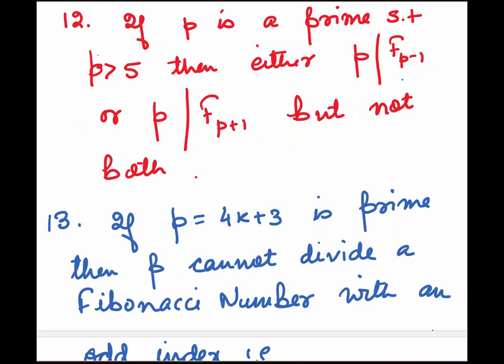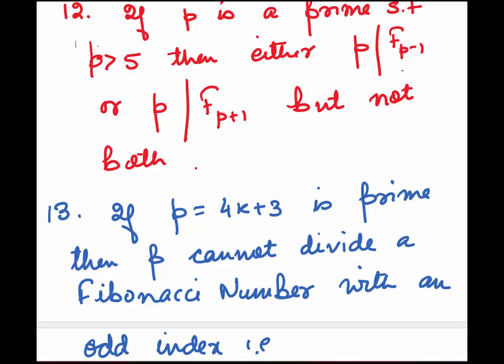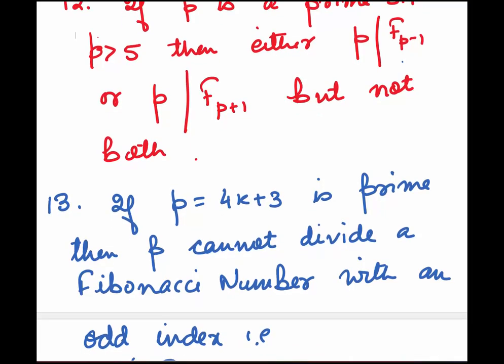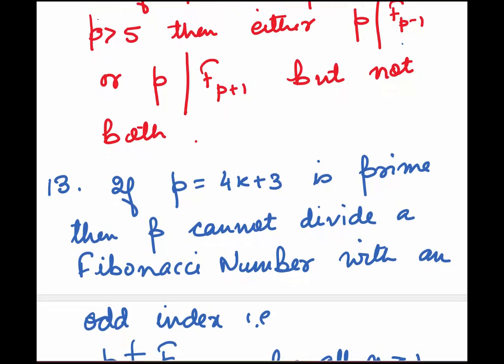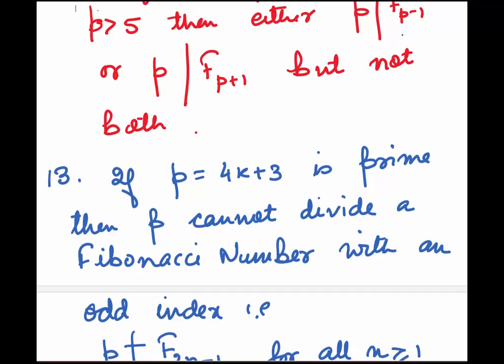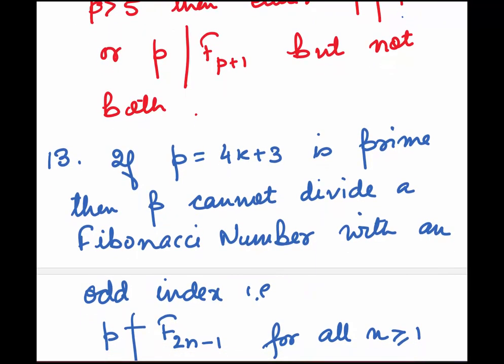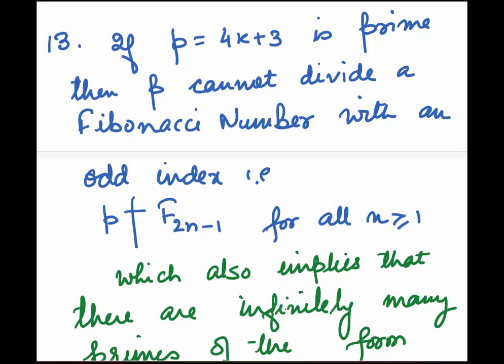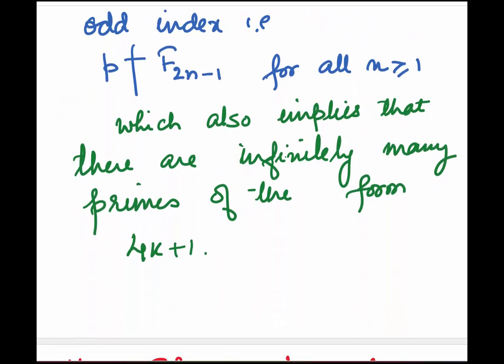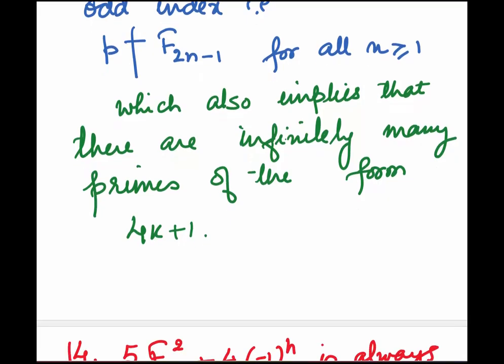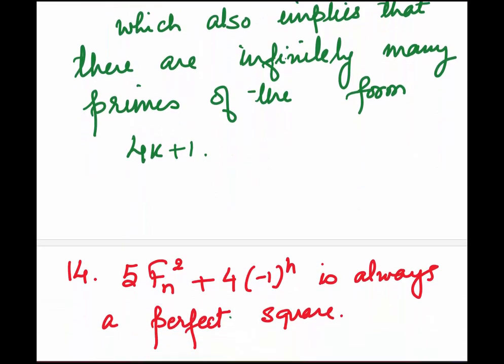If p is a prime such that p is greater than 5, then either p divides f of p minus 1 or p will divide f of p plus 1, but not both. Next, if p is a prime of the form 4k plus 3, or you can say that p is congruent to 3 mod 4, then p cannot divide a Fibonacci number with an odd index. That is, p does not divide f of 2n minus 1 for all n greater than or equal to 1. This is also used to prove that there are infinitely many primes of the form 4k plus 1.